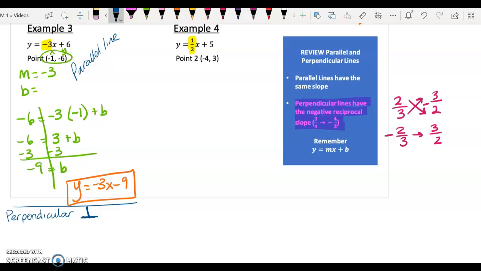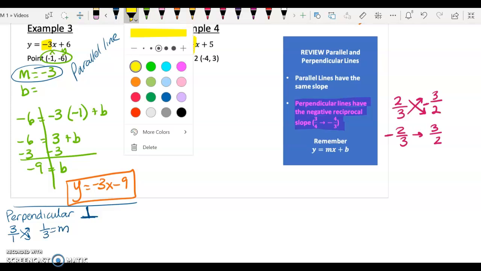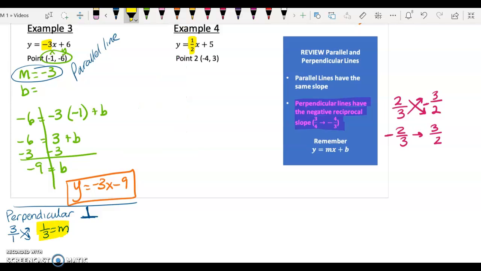If our slope was negative 3 for the parallel line, then the perpendicular is going to be the opposite of negative 3, so it's going to be positive, and it's the reciprocal. And remember, when you have a whole number, it's the same as 3 over 1, so when you switch those, we're going to get a 1/3. So this is our slope, and our y-intercept we have to find now. So the y-intercept, we will plug in our point, negative 6, just the same as we did right here, but we have a different slope. Negative 6 equals, this time 1/3, times negative 1 plus b.